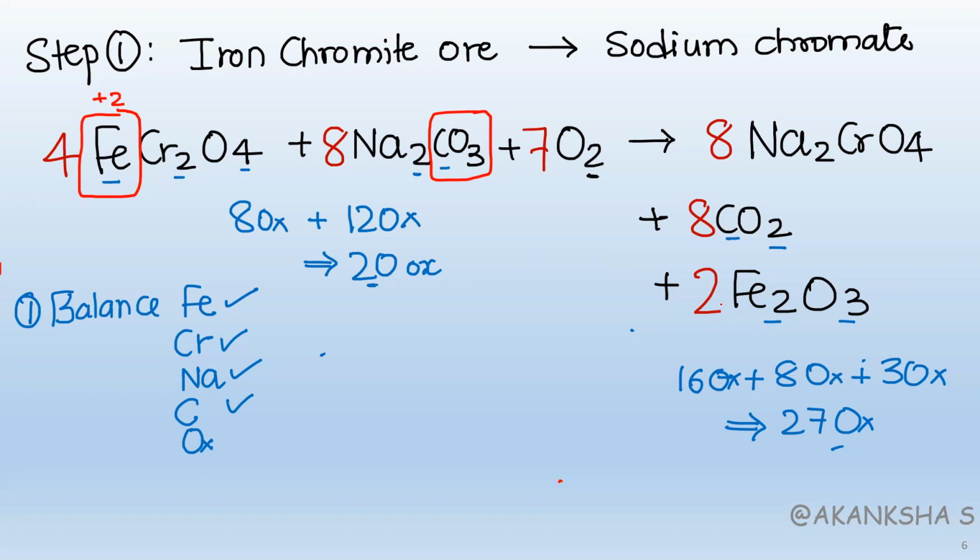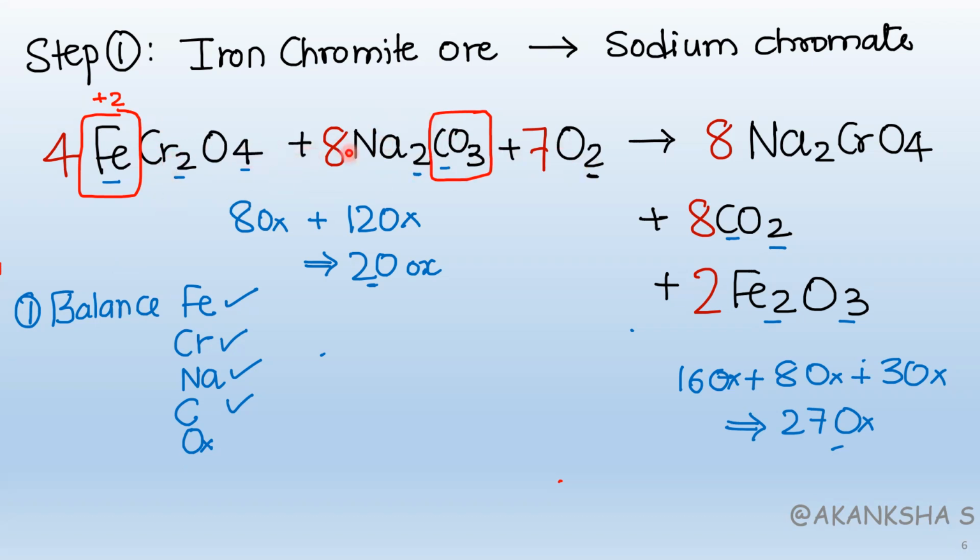Now, many people might feel it's difficult. Don't worry. Take some time. First, try to understand which reactants are being utilized and what is the expected product. After that, try to deduce the balancing category. So start with the first element, that is iron. Balance out iron, then balance out chromium, balance out sodium, carbon, and finally balance out oxygen.